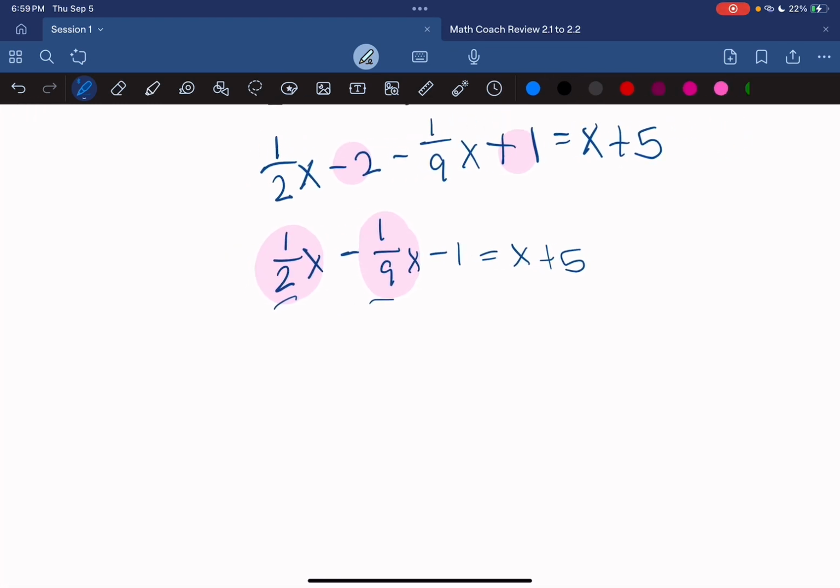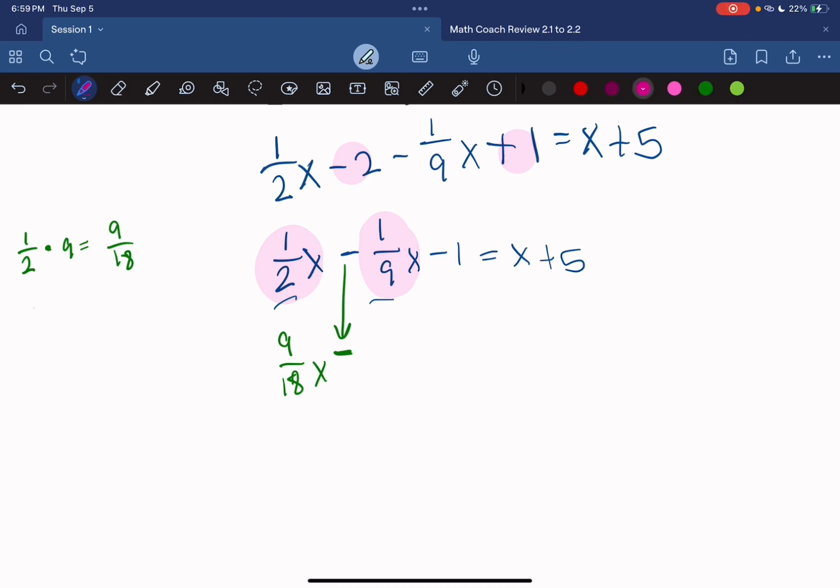How do we make these denominators 18 so that we can subtract them? That's easy. We multiply. Let's do this off to the side. 1/2 times what is going to make the denominator 18? Times 9. 1 times 9 is 9. 2 times 9 is 18. So it's going to be 9/18x. And then let's bring down the negative sign because we are subtracting.